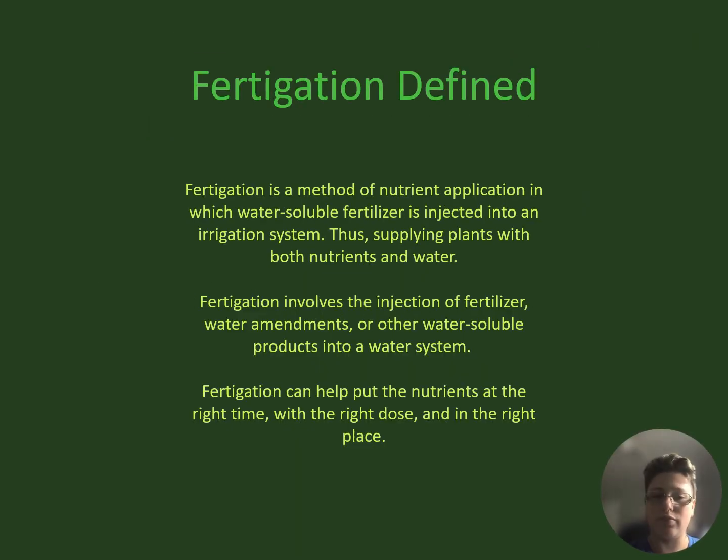What is fertigation? This is fertigation defined. Fertigation is a method of nutrient application in which water-soluble fertilizer is injected into an irrigation system, thus supplying plants with both nutrients and water. Fertigation involves the injection of fertilizer, water amendments, or other water-soluble products into a water system. Fertigation can help put the nutrients at the right time, with the right dose, and in the right place.